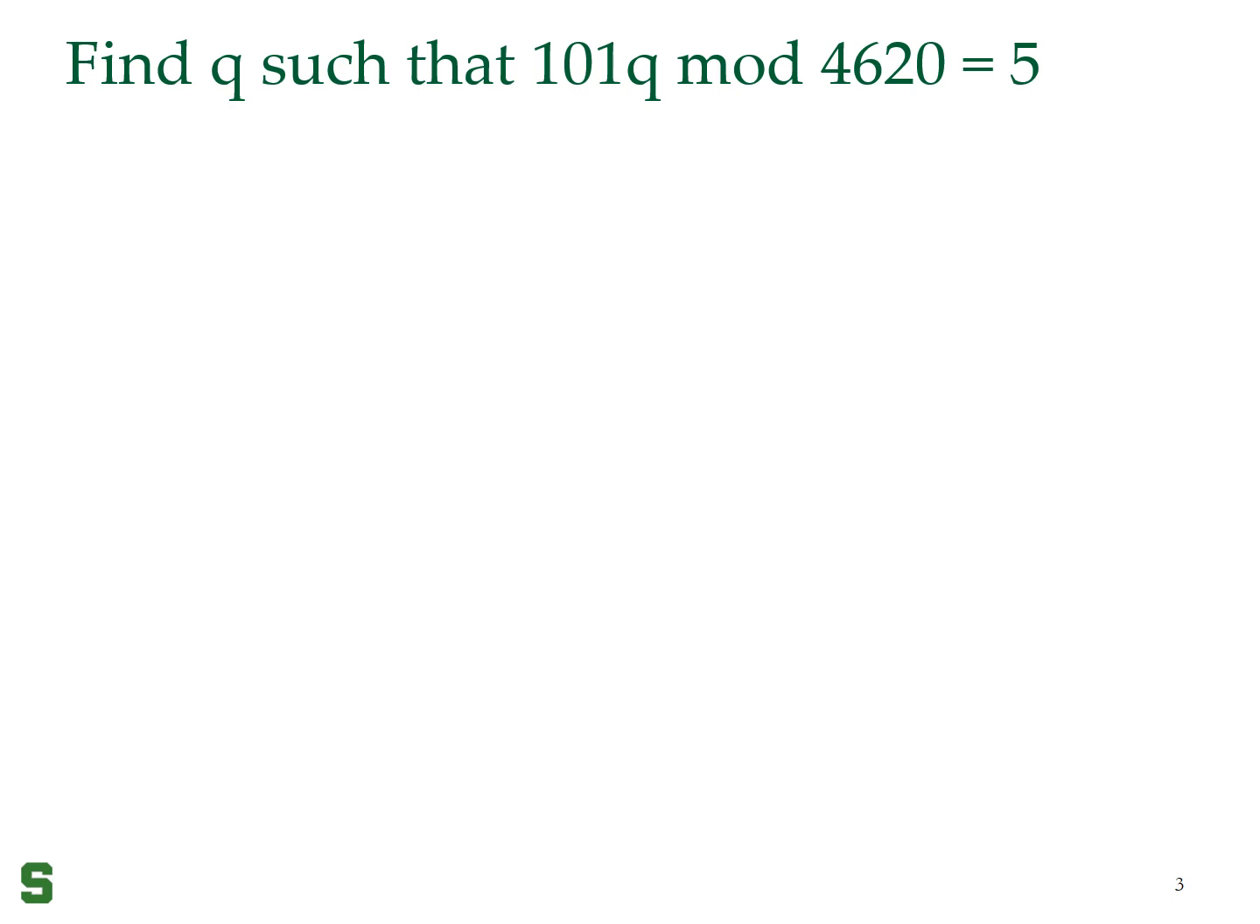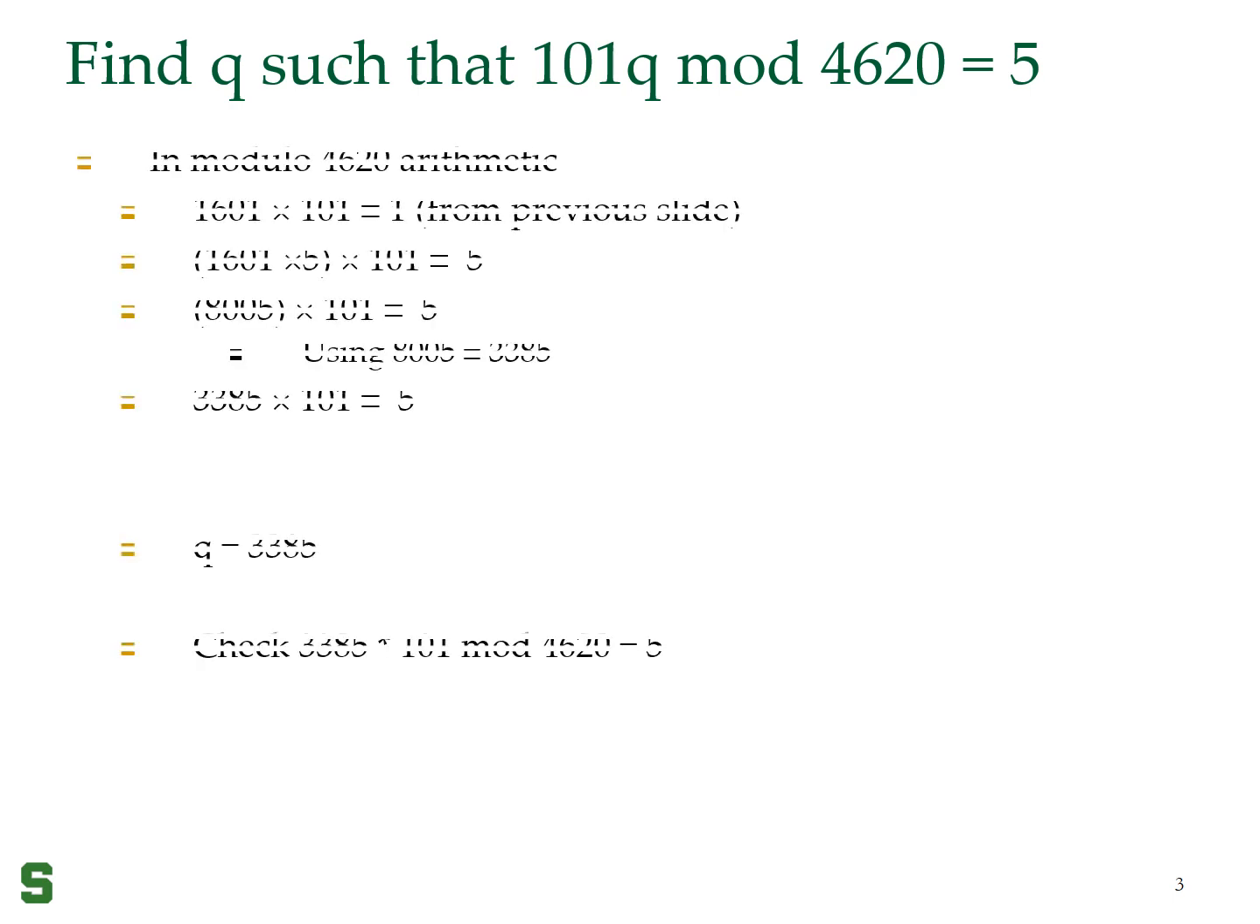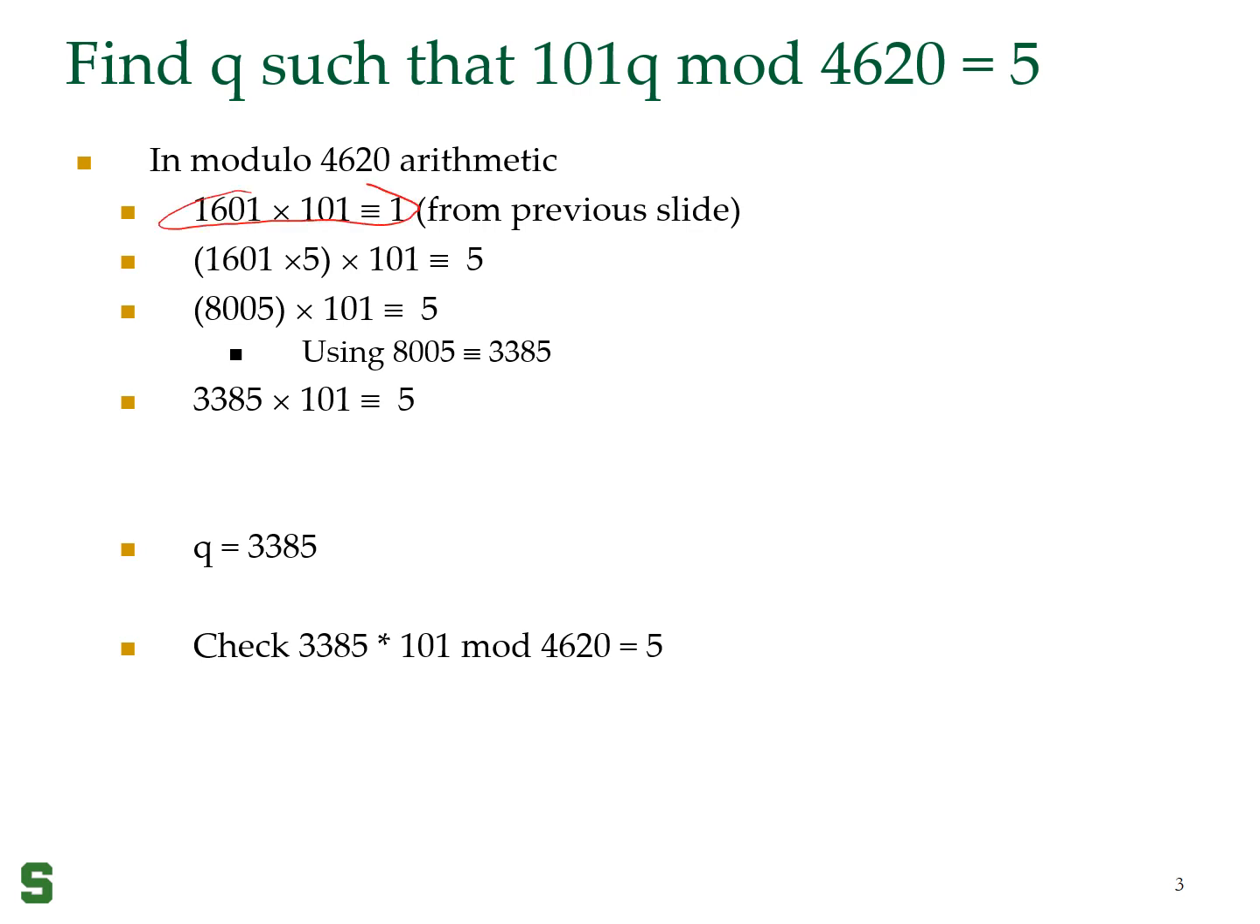So let's look at this problem. Find Q such that 101 times Q mod 4620 is equal to 5. Now we're going to use what we did on the previous slide. What we did on the previous slide was we had found the inverse of 101 in modulo 4620 arithmetic, and that was 1601. So we had 1601 times 101 was 1 in modulo 4620.